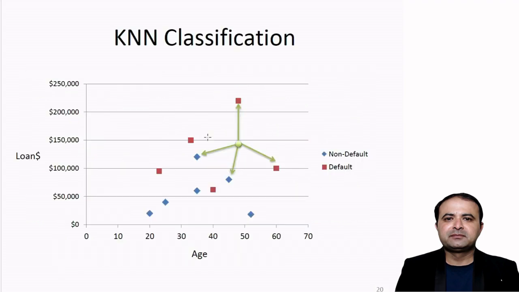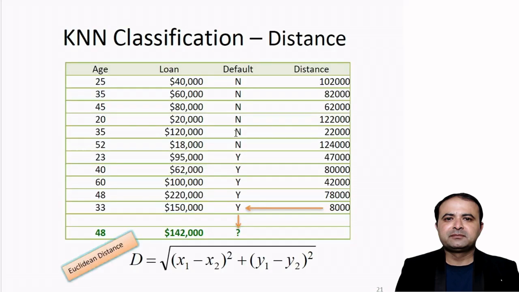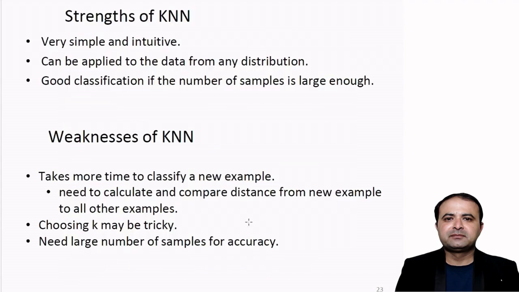Now KNN classification. If I'm talking about classification, we also have two types of data. First one is default and second one is blue. When some new value comes, it will calculate the distance to all. Like KNN classification distance, like Euclidean distance.